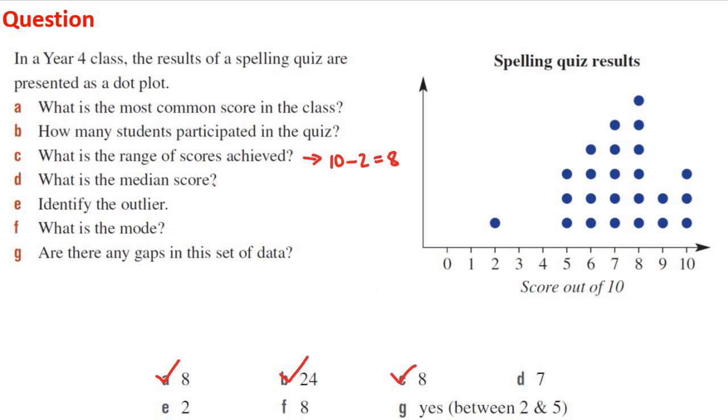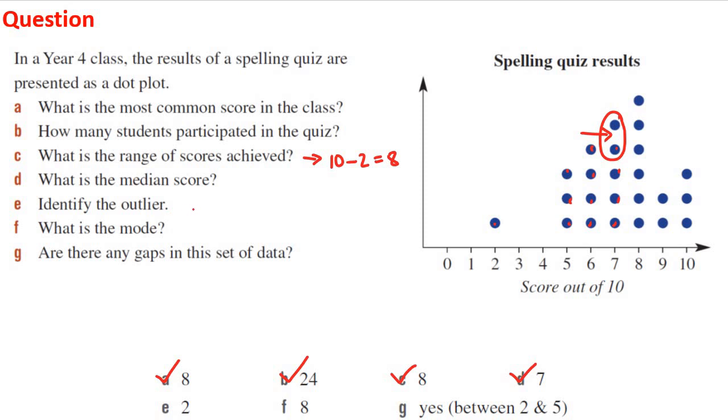Next, what is the median score? See over here, total how many students were there? 24. So you have to find the value between the 12th and 13th values. Okay, so try to find it. See, I am counting over here in ascending order: 1, 2, 3, 4, 5, 6, 7, 8, 9, 10, 11, 12 and 13. So in between them, it is how much? 7. Okay, right. The median score is 7.